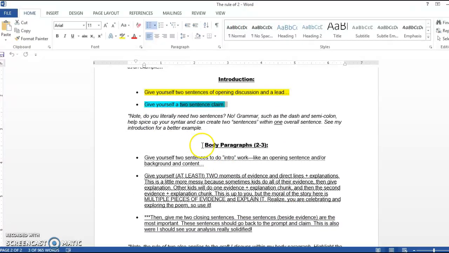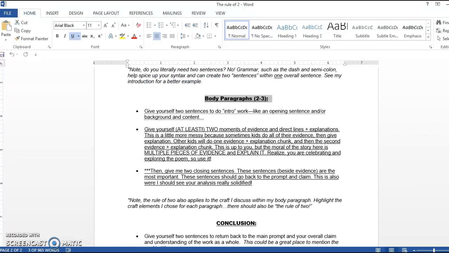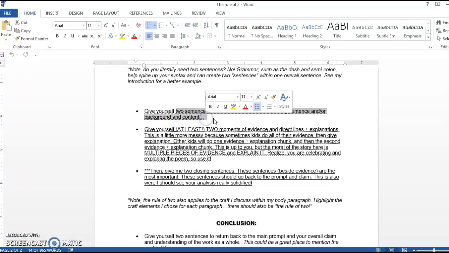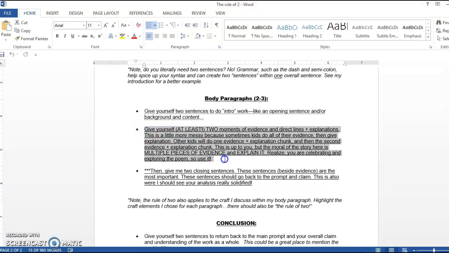When it comes to body paragraphs, the rule of 2 is especially helpful because a lot of kids don't have enough analysis, and this is where you're going to get your most high scoring range, because of the analysis within the body of the essay. So give yourself 2 sentences to introduce what you're about to talk about. This is probably your craft devices. Then move into 2 chunks or moments of evidence.